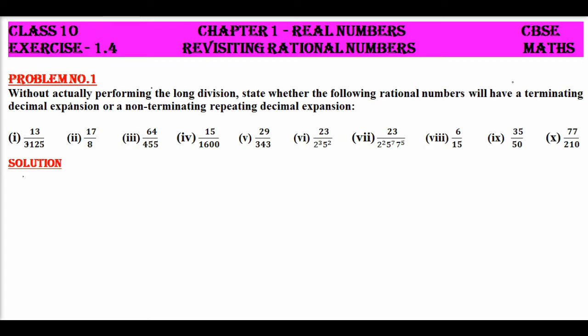Class 10 CBSE Maths Chapter 1 Real Numbers Exercise 1.4 Problem number 1. Without actually performing the long division, state whether the following rational numbers will have a terminating decimal expansion or a non-terminating decimal expansion. So here we are given 10 fractions. And we see that all of them are rational numbers. The only thing we have to find is whether their decimal expansion is terminating or non-terminating without actually dividing them.